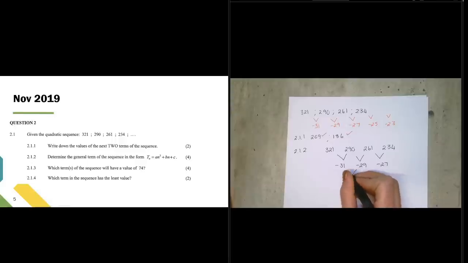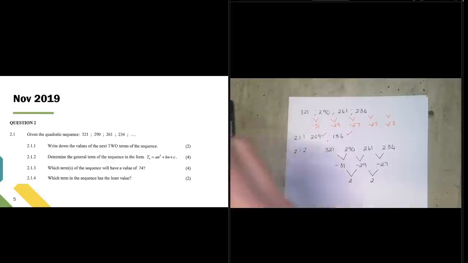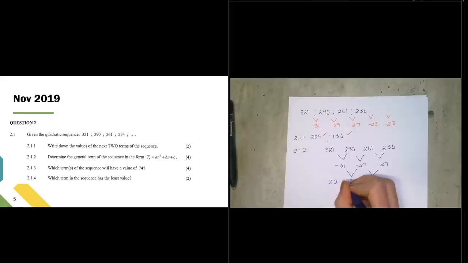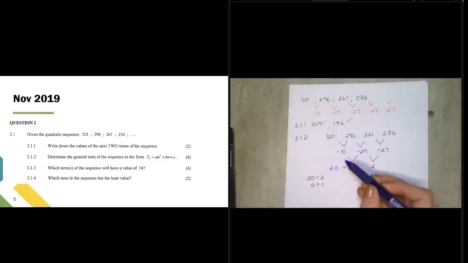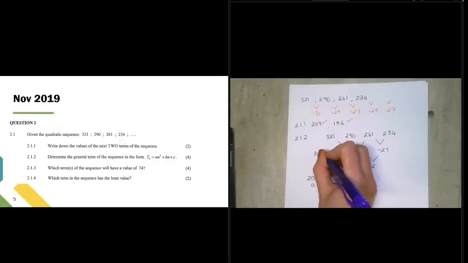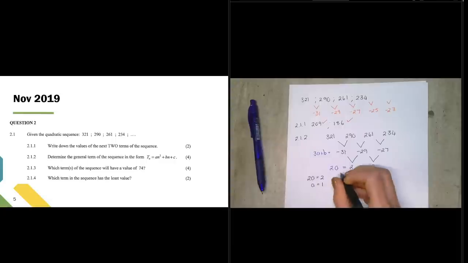So let's go do it again. Negative 29 minus negative 31 gives me 2. Negative 27 minus negative 29 gives me 2. My second difference is constant. From our formula we had to learn, we start from the bottom up. We know 2a is equal to 2. So we're going to start with a first. 2a is equal to 2, which means a is equal to 1. If I start with the first term of my first differences, I know that 3a plus b must be equal to negative 31. So 3 times a plus b equals negative 31. I just calculated a was 1, so I can substitute it in.